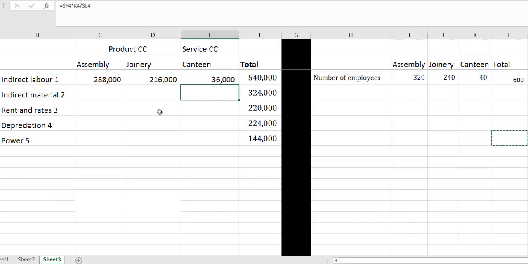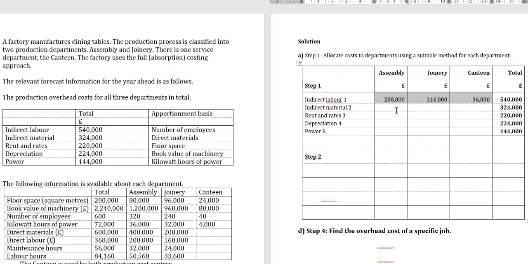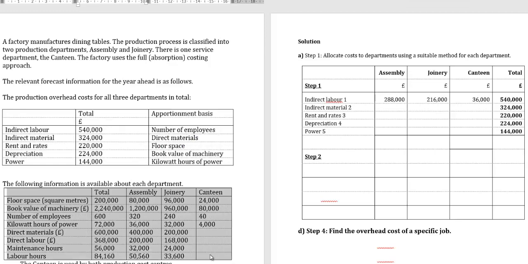Now I have this, so I will just go to my table. You can do this using your calculator, and I will insert this here. So 288, 216, and then 36,000 pounds. I will repeat this for the indirect material, rent and rates, depreciation, and power, using those costs and as well this table, which helps you to apportion the total cost of each item.